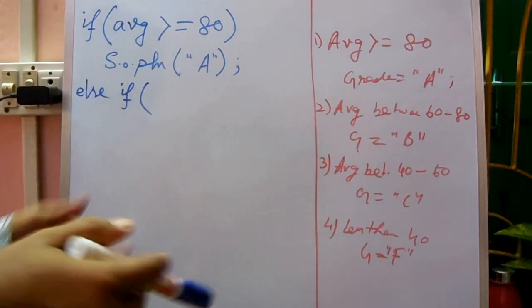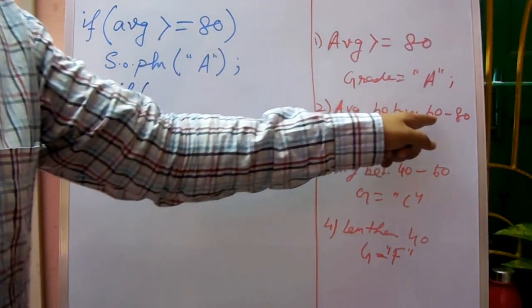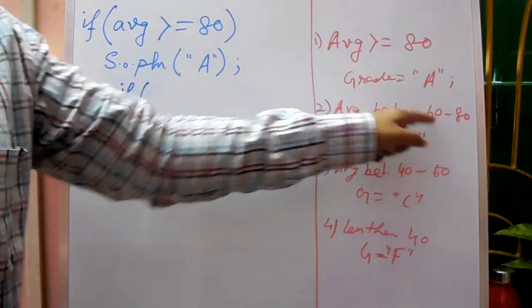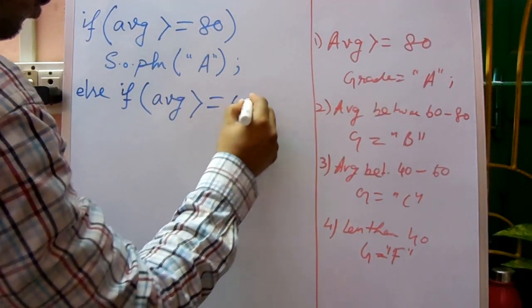So how to give the between value? Always remember, for between we will apply the minimum value. We will apply the minimum value. The minimum value here is: average is greater than or equal to 60.